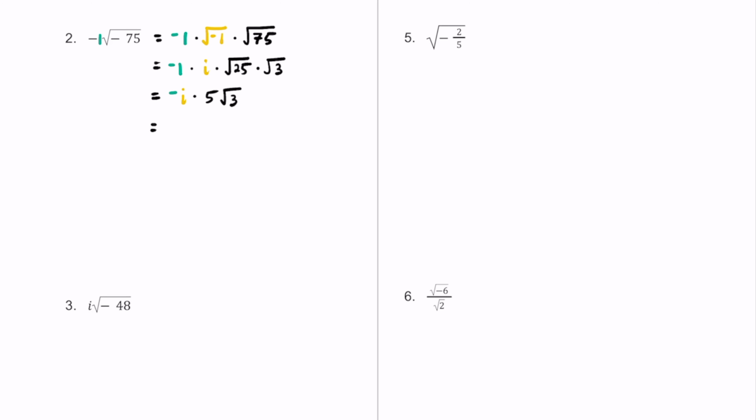So at the very end here, if we write our answer, let's just rearrange and say this is going to be negative 5i times the square root of 3, or negative 5i root 3. This would be our simplified expression.